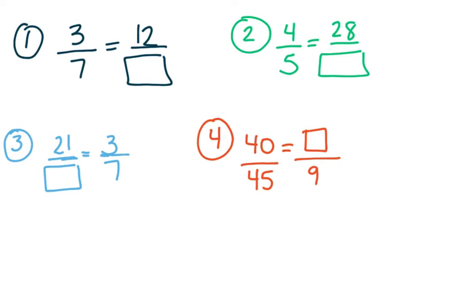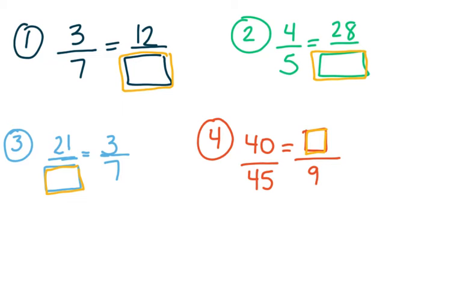You're going to notice that in each of these fractions, we are trying to come up with an equivalent fraction. So for number 1, you need to find the missing denominator. Number 2, the missing denominator. Number 3, the missing denominator. And number 4, the missing numerator. So go ahead and write out these fractions and fill in the missing number. Go ahead and pause the video.